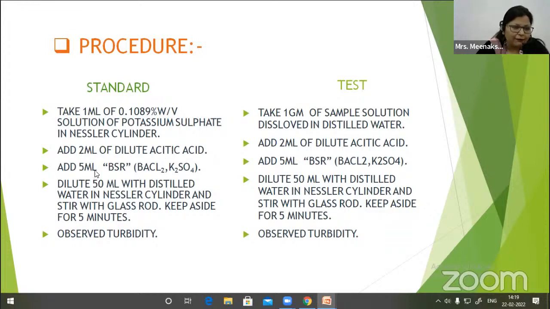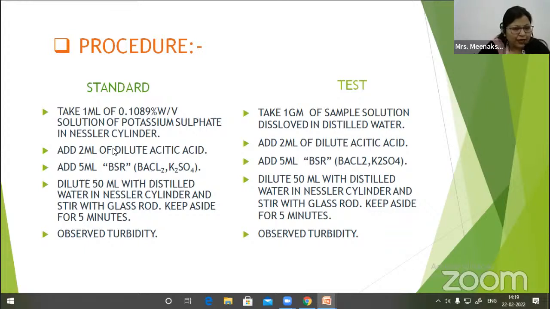To this we are adding 5 ml of BSR. BSR is barium sulfate reagent. Barium sulfate reagent basically has barium chloride, which reacts with the sulfate impurities. And we have K2SO4, that is potassium sulfate, and also alcohol added to this. So alcohol helps in preventing the supersaturation, so that all the precipitates form the turbidity. So BSR is an important solution that we add into the limit test for sulfate.